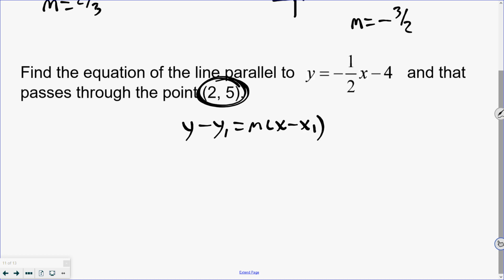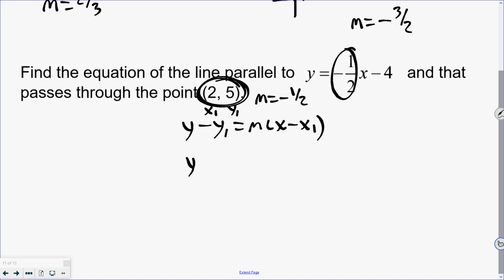So I have a point, it's (2, 5). That's my x1, that's my y1. And then if it's parallel, it has to have the same slope as this line. Well, the slope of this line is a negative 1/2. So the slope of the line I'm looking for also has to be a negative 1/2. So there's my point, there's my slope.